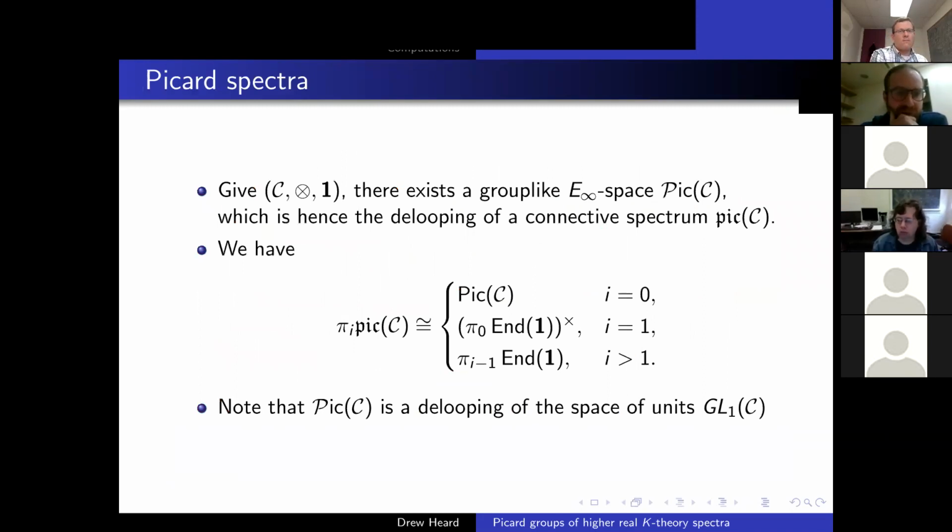This is the approach of using Picard spectra. This comes from Mathew and Stojanoska's work, and also work of David Gepner and Tyler Lawson. You pick some nice category.